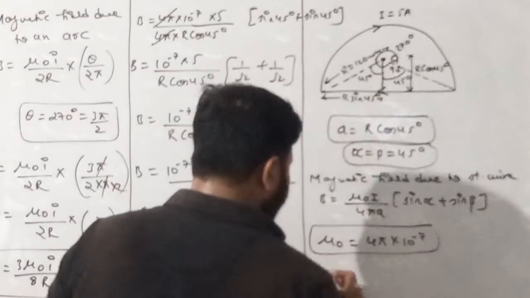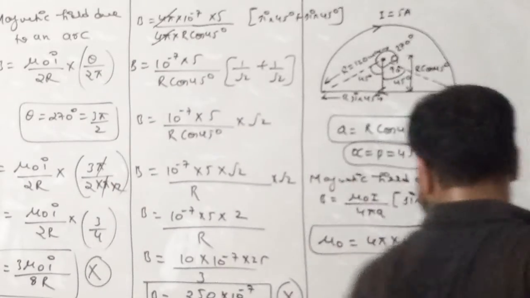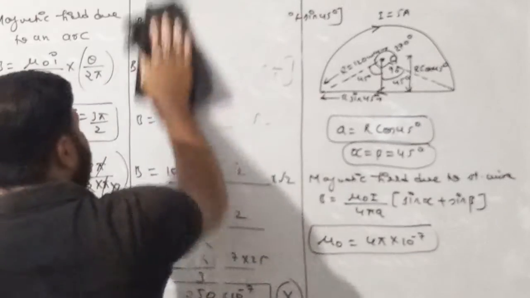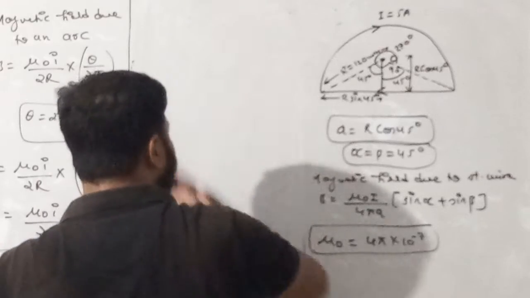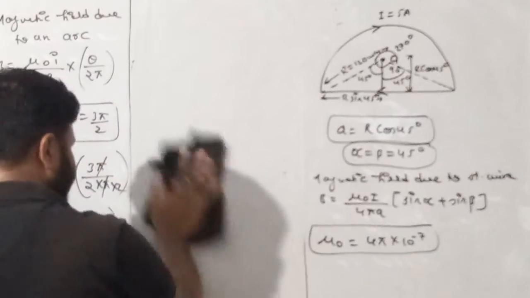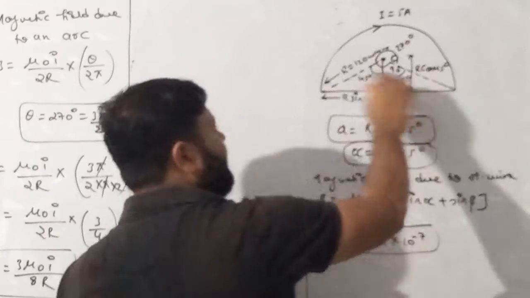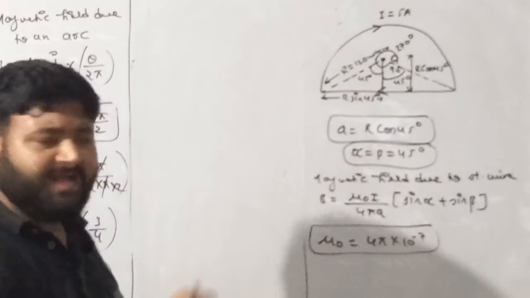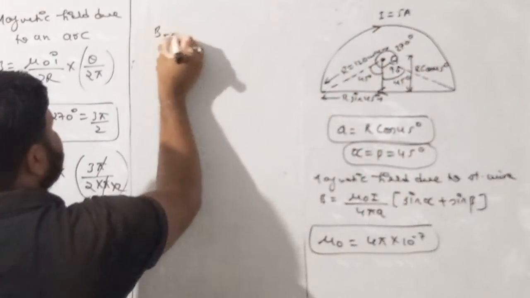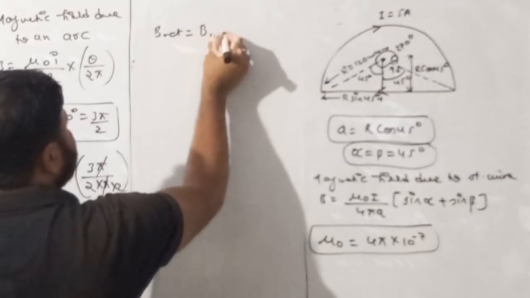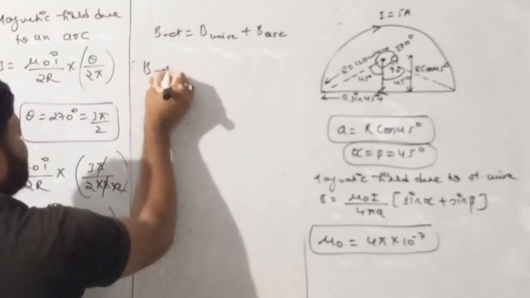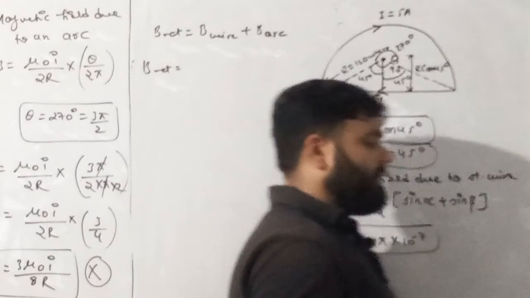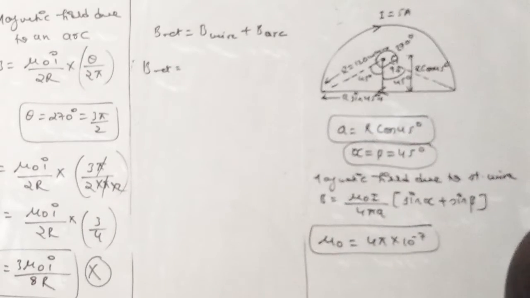So now we have to find net magnetic field. So net magnetic field can be found as, check it out dear student, addition of both the magnetic field, because magnetic field due to wire and magnetic field due to arc both are in same direction. So B net is equals to magnetic field due to wire plus magnetic field due to arc. I hope you all are understanding what I am talking.